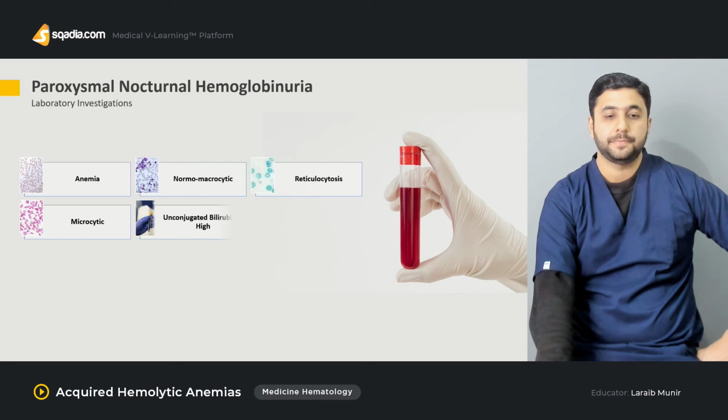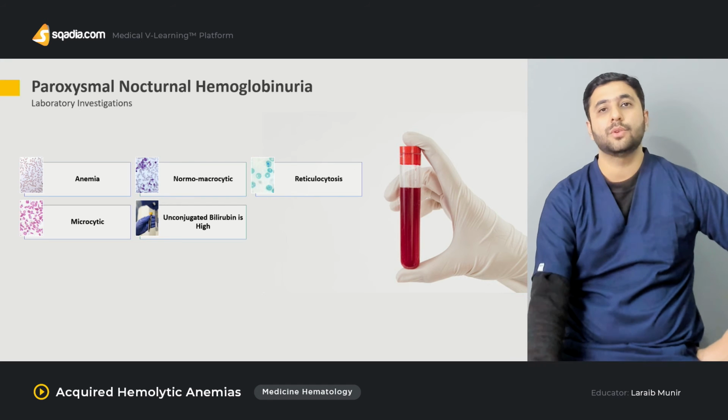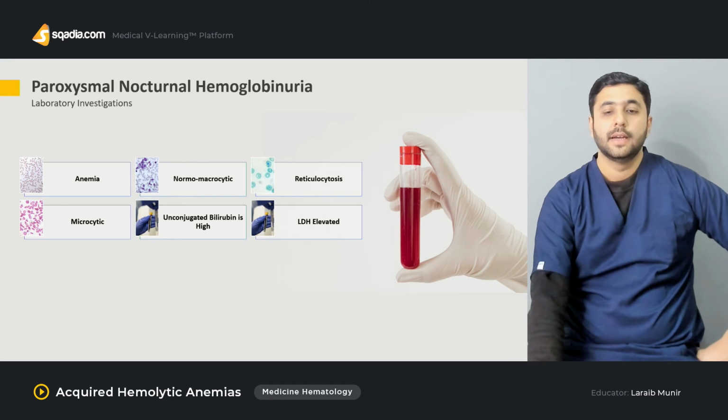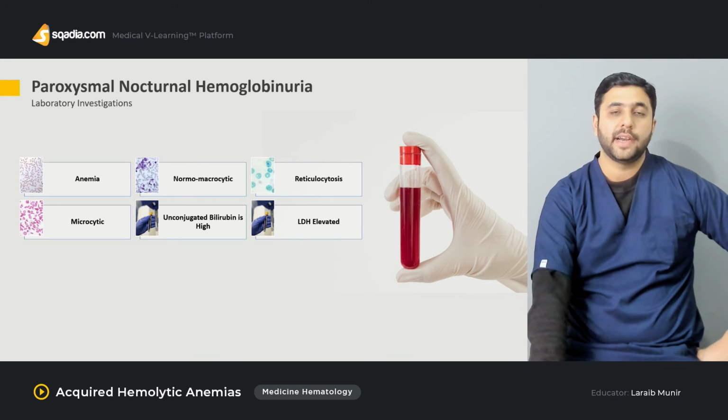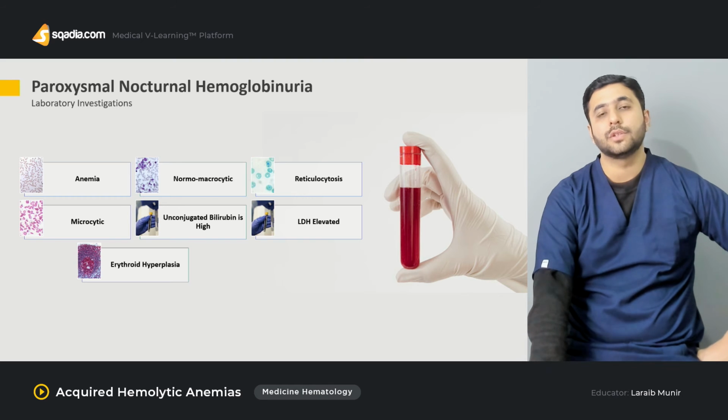is not being replaced. The unconjugated bilirubin, because of the breakdown of the RBCs by the complement, increases, leading to jaundice formation. The LDH will be elevated because of the release of LDH by the lysed RBCs. And there is erythroid hyperplasia, because the bone marrow tries to compensate for the loss of the various types of RBCs and the other types of blood cells like the WBCs and platelets.